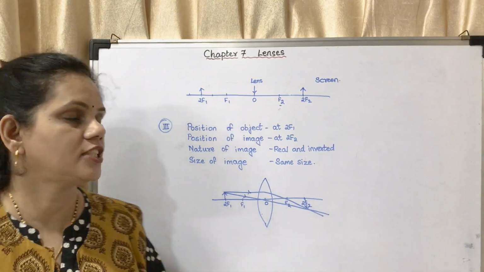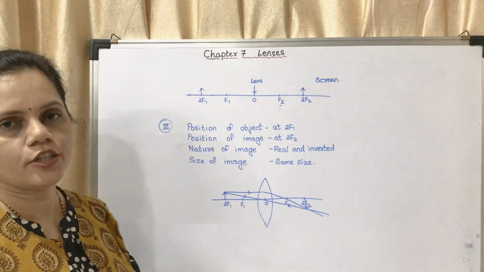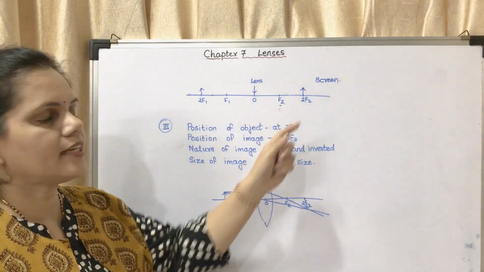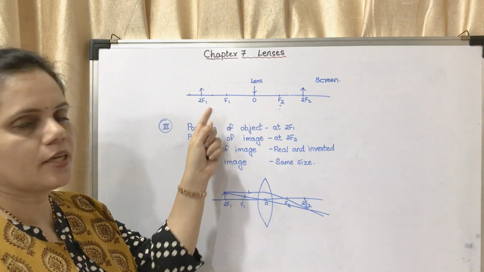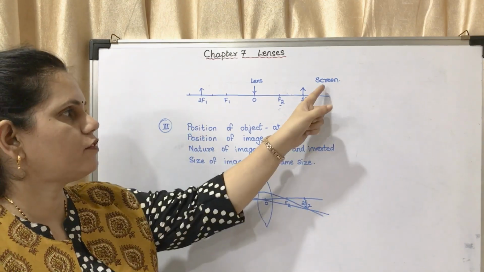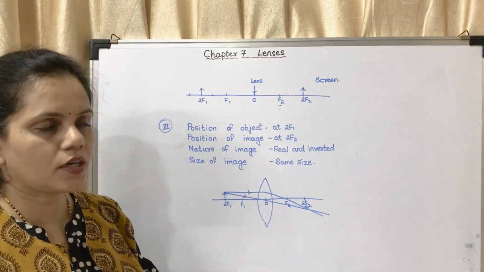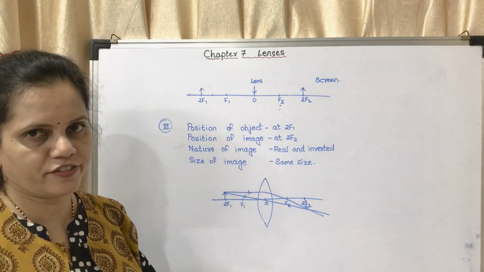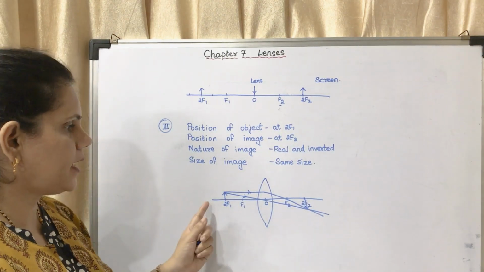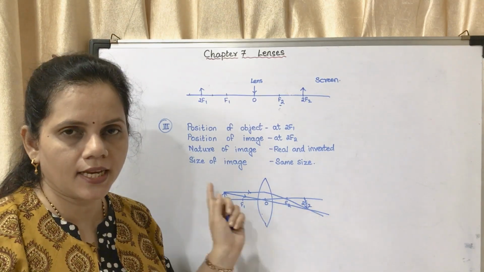This is the next condition. When the object is at 2F1, where will you get the image? You will get the image at 2F2. That means you have to keep the object at 2F1 and move the screen backward and forward. You will get the image when the screen is at 2F2. How to draw the ray diagram? Again, you have to draw the same single line.